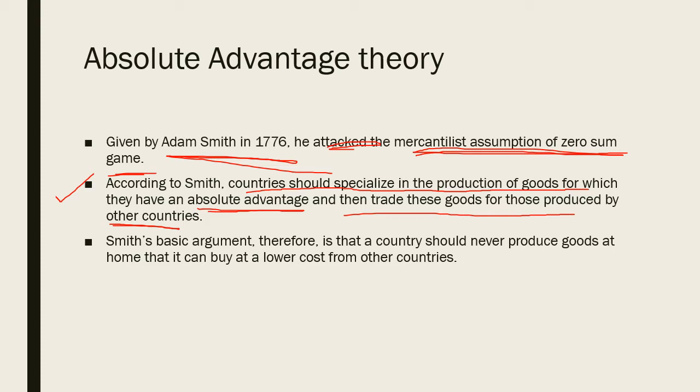So Smith's basic argument is that a country should never produce goods at home that it can buy at a lower cost from other countries. If you can get a product from other countries at a lower cost, then you should not produce it. You should produce the good that you have an absolute advantage in, that no other country can produce like you do. No other country can manufacture that same particular product like you do. So that is the absolute advantage theory.